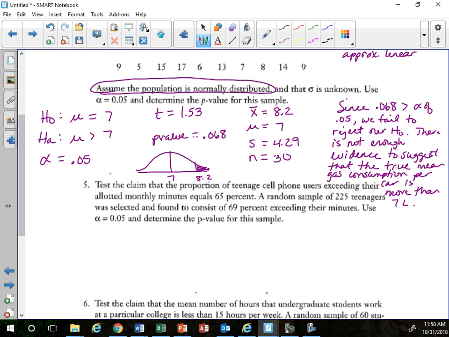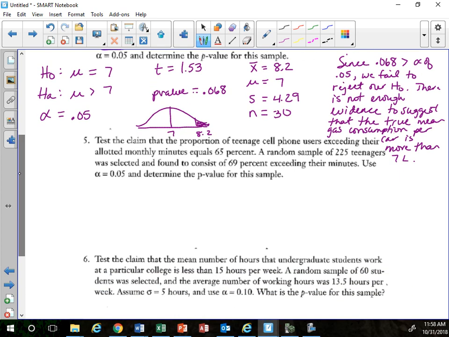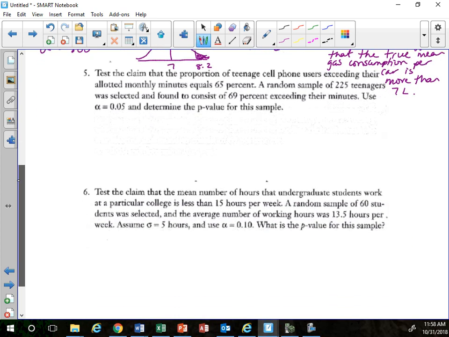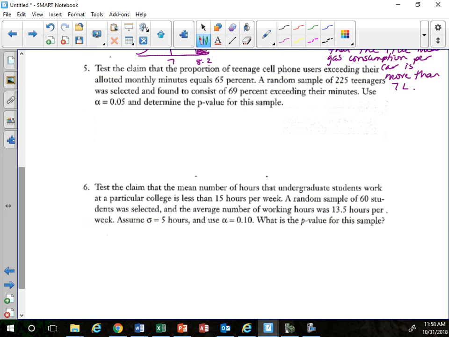All right, let's look at number 5. What do you notice right away in this one? It's proportions. It is a proportion.